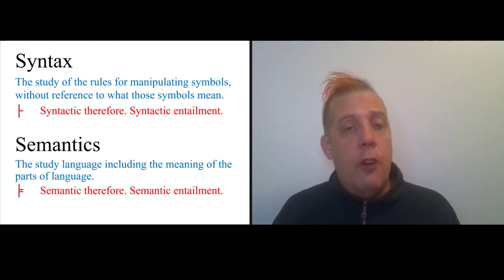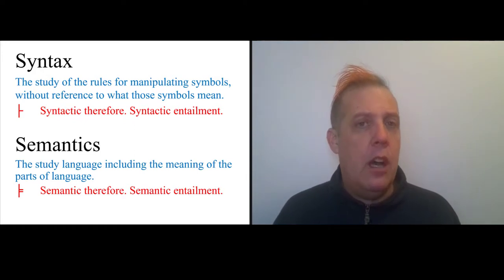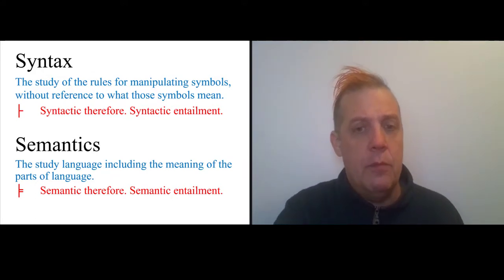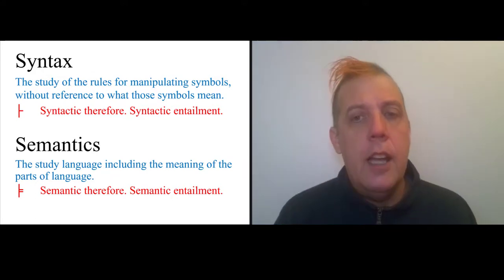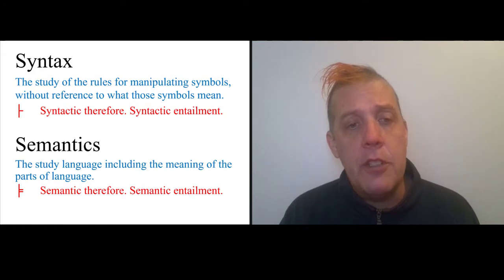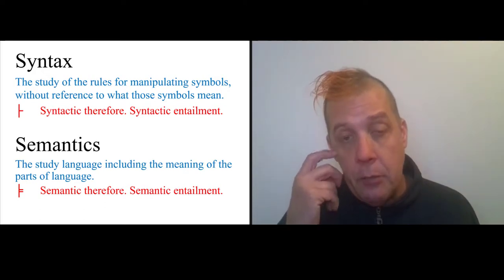What we've been doing so far with truth tables has been a semantic method of determining whether an argument is valid or a statement is a tautology, etc. And when we prove that something is a tautology, or that an argument is valid using truth tables, we use the symbol in the lower left called the double turnstile, right? It's a semantic therefore. We call it semantic entailment.